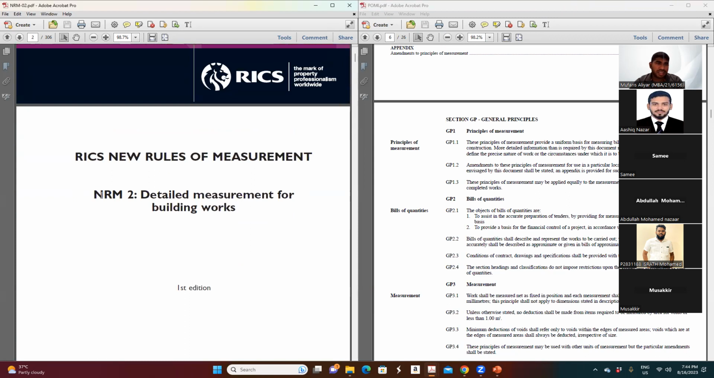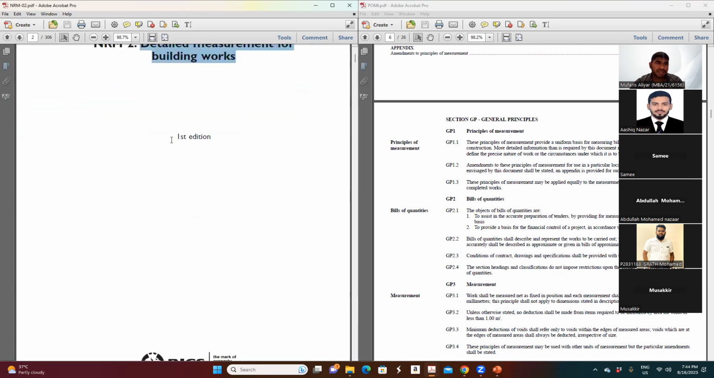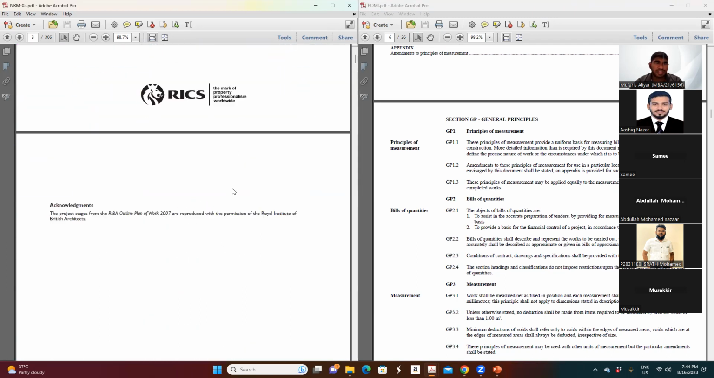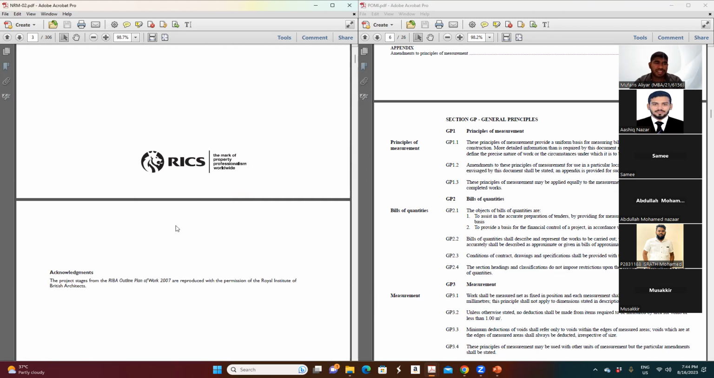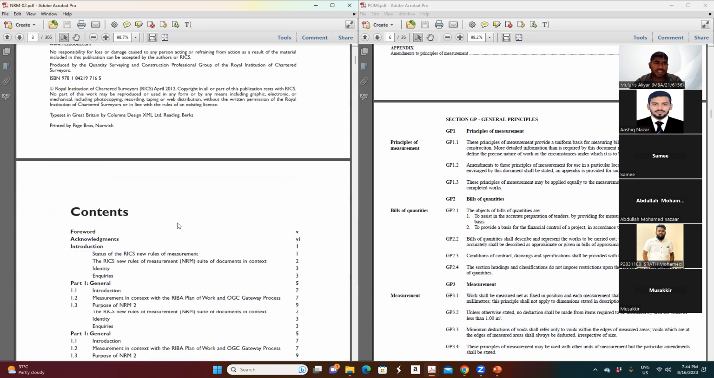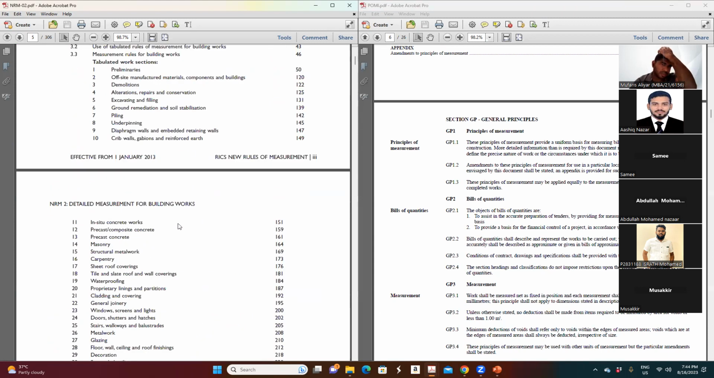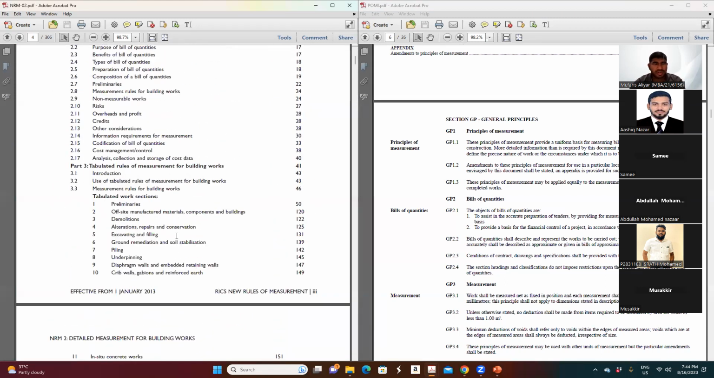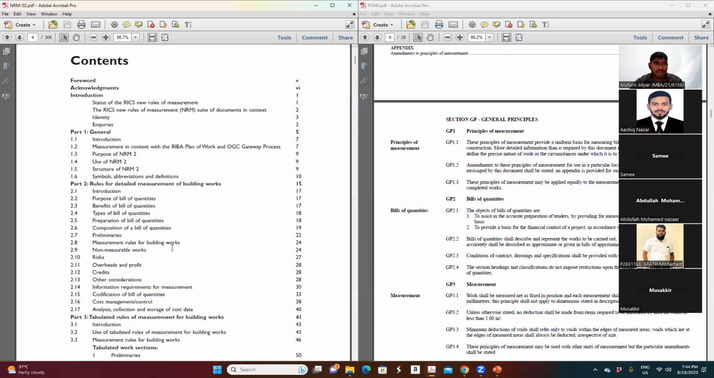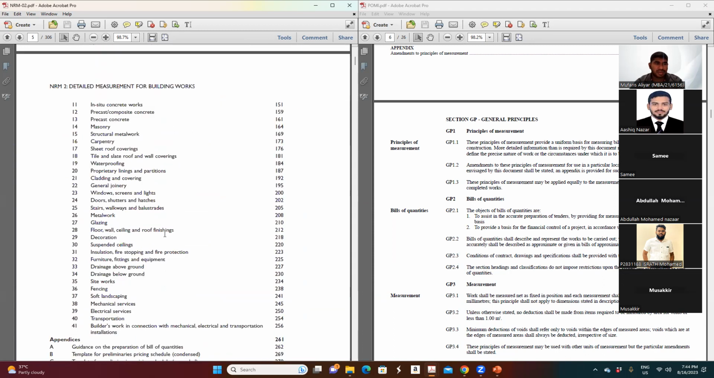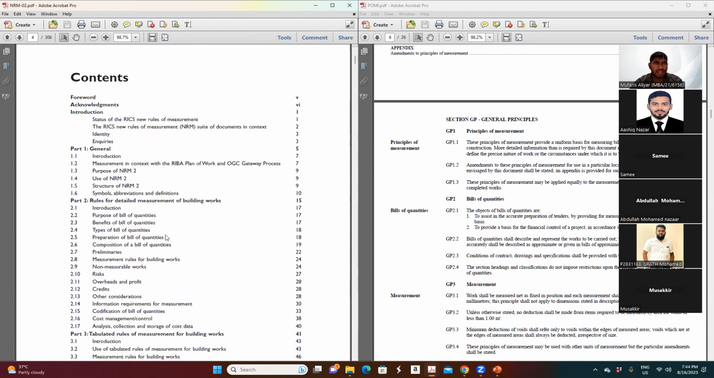So NRM2, issued by RICS, the Royal Institution of Chartered Surveyors, new rules of measurement. NRM2 detailed measurement. This is the first edition. Maybe there are a few editions, I don't know. You can download it from the RICS website. You just do a Google search for NRM1 and NRM2 and you will find it. There are no copyright issues. They are open to everybody to read and understand, because they need the profession to easily get this and adhere to the standard.